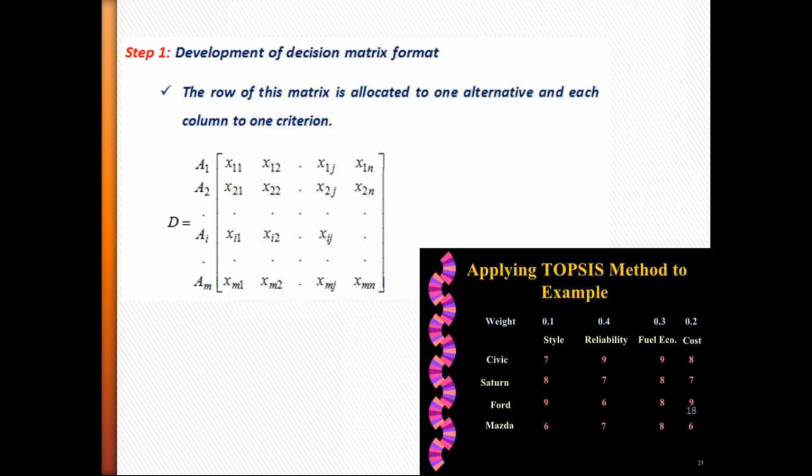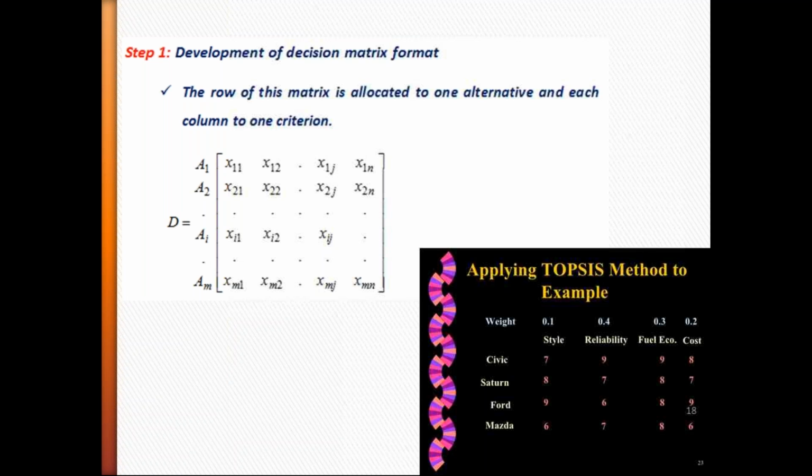So capital A represents alternative, that is candidate solution. Here we have m total number of alternatives A1, A2, Ai up to Am. In general, when Ai is called, i means the ith alternative. When i equals 1, it represents alternative 1, that is A1. When i equals 2, A2, when i equals m, that is Am.